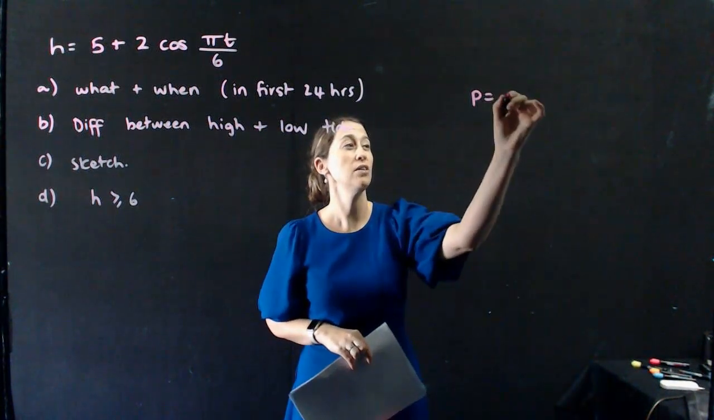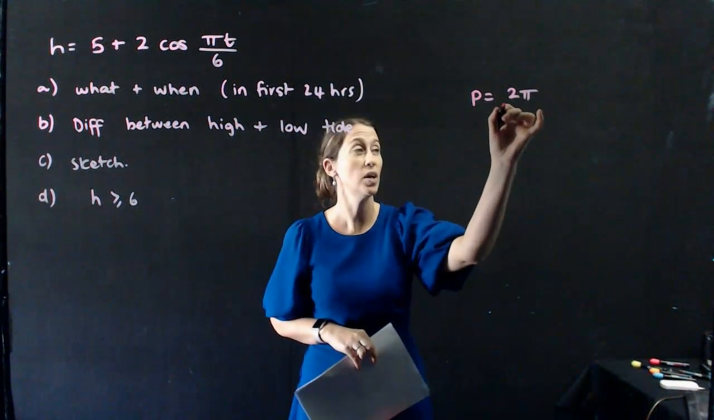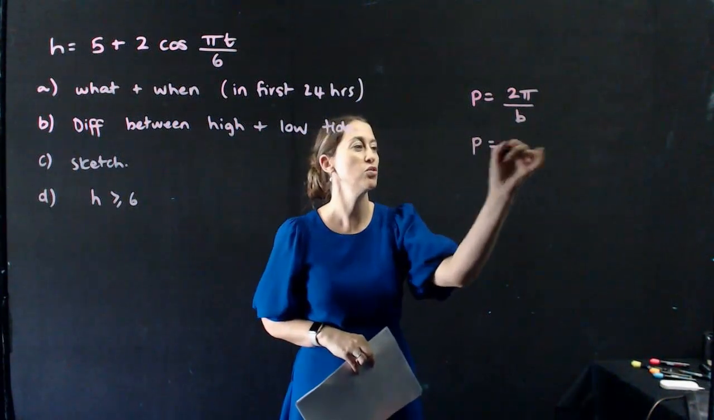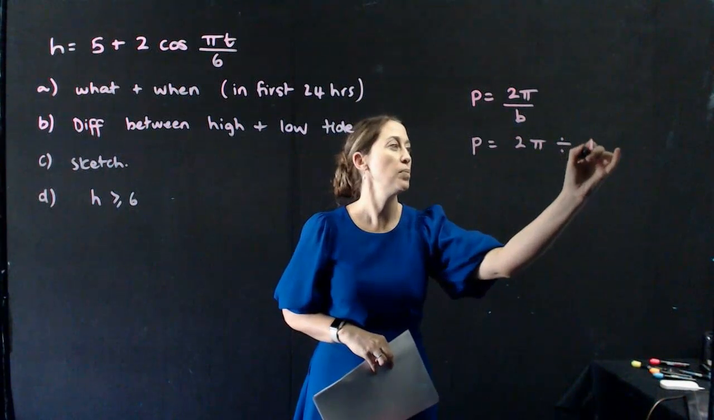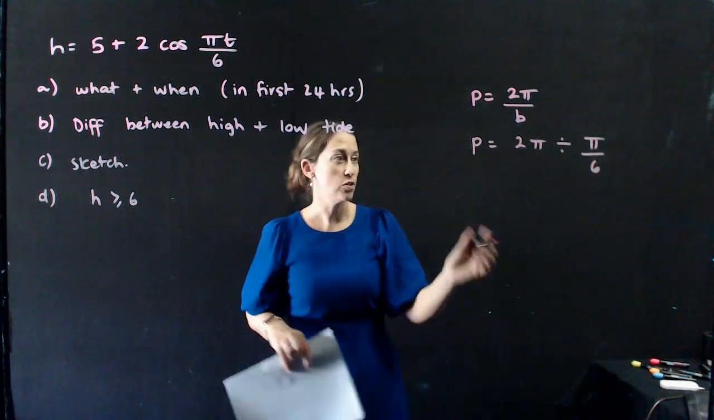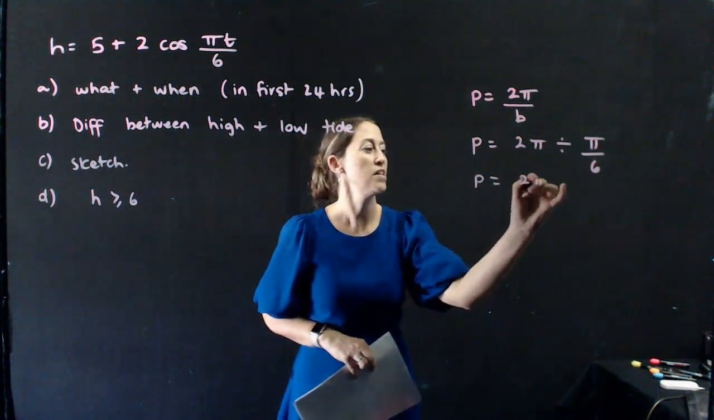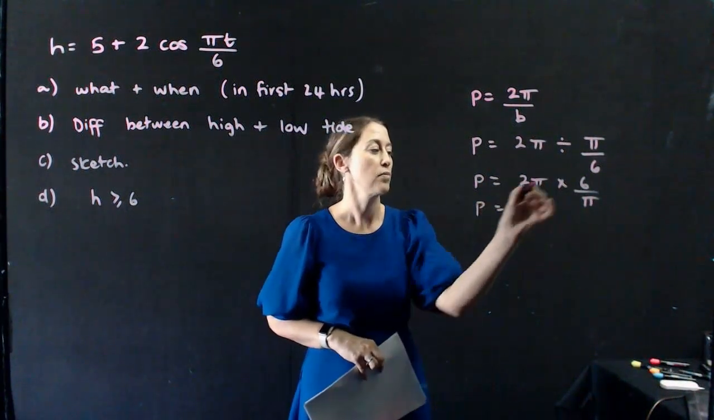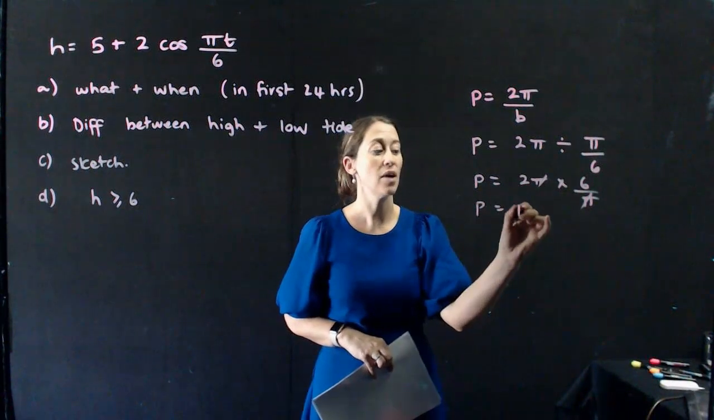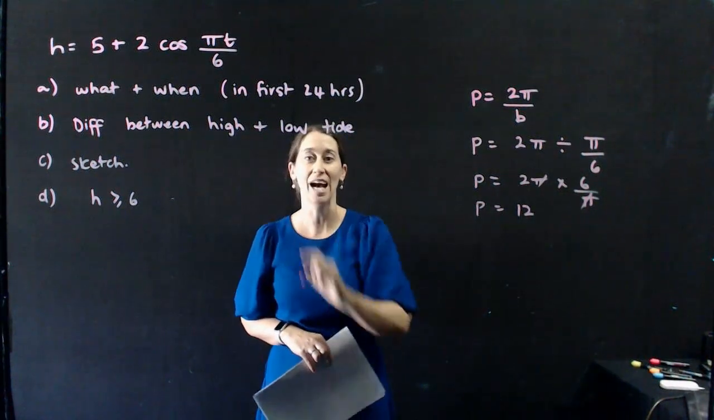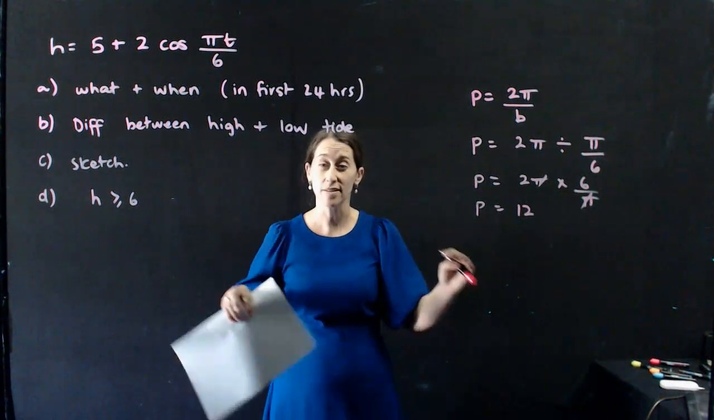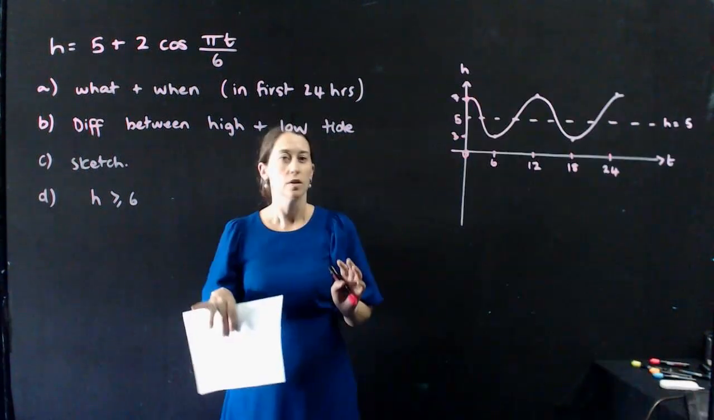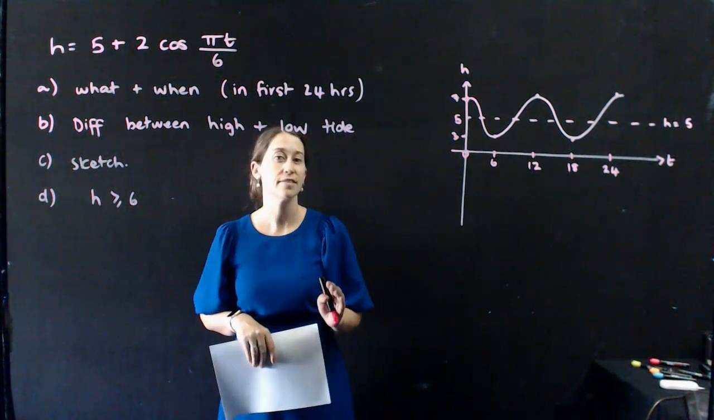Don't forget, our period is calculated by 2 pi over b. Our value of b is pi upon 6. So we're going to do 2 pi divided by pi upon 6. Knowledge of fractions: working that out is the same as multiplying by 6 over pi, the pi's cancel out, and you end up with 12. So our period is 12, and we're dealing in hours. I'm just going to draw up a quick sketch so that we can look at it and try and solve some problems.